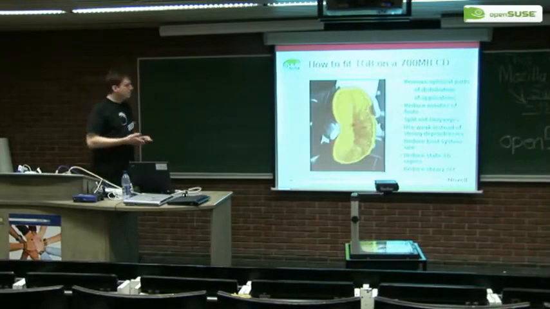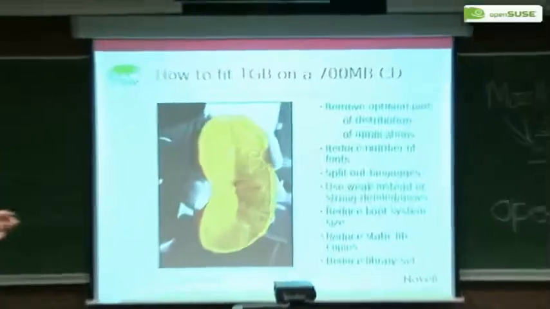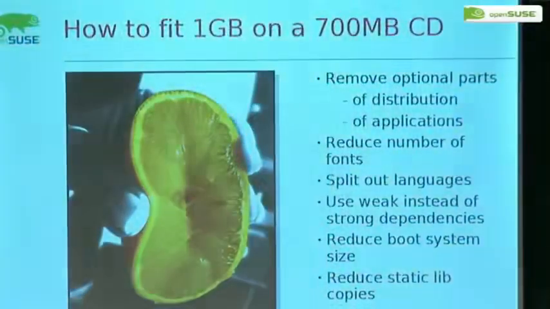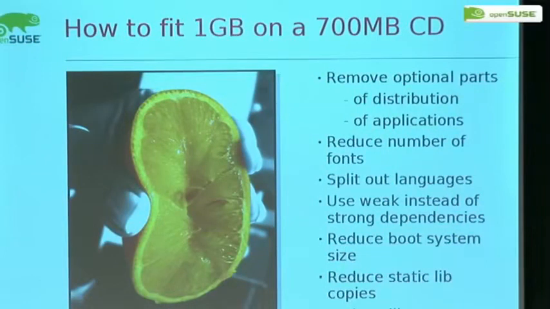So the problem we faced at the beginning was that the default set was roughly 1 gigabyte, but we only have 700 megabytes available, so how do we make that work? We came up with a list of things we can do. We remove optional parts of the distribution which are not that much required by users. This was quite a bit of effort to find out what the users want and what they need not so much.